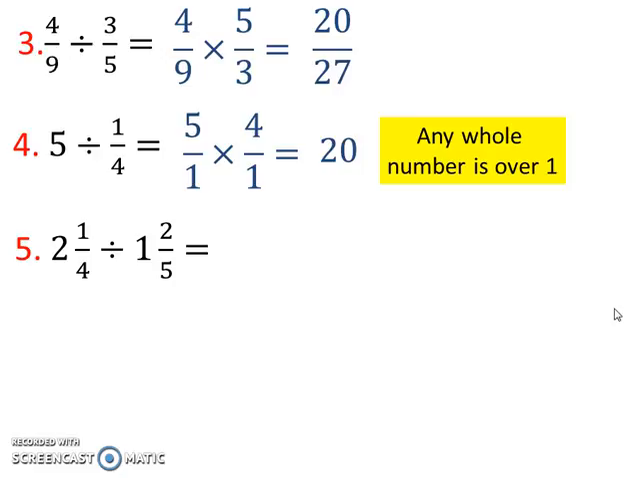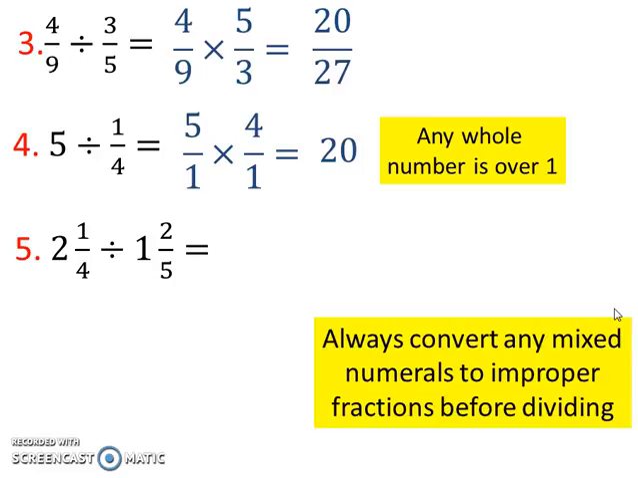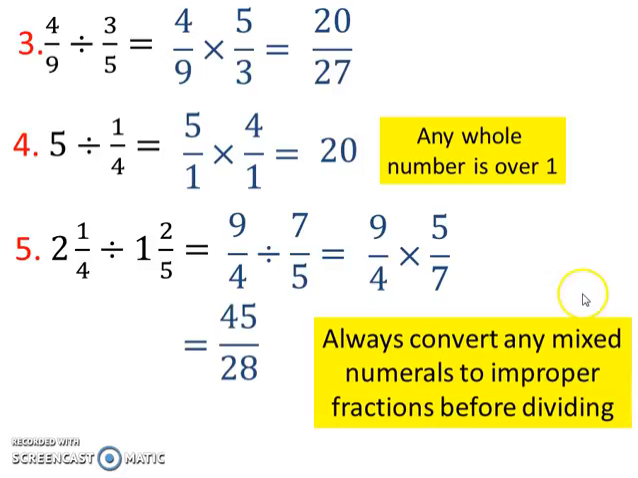When we're looking at example number 5, it's always easier to convert any mixed numeral into improper fractions before we divide. So to do this, we've got to go 4 times 2 is 8, plus 1 is 9. That tells me this first one is 9/4. The second one, 5 times 1 is 5, plus 2 gives me the number 7, which goes over the 5. Now, like our other fractions, we find the reciprocal of the second one, and then we do our multiplying. So 9 5s are 45 and 4 7s are 28.